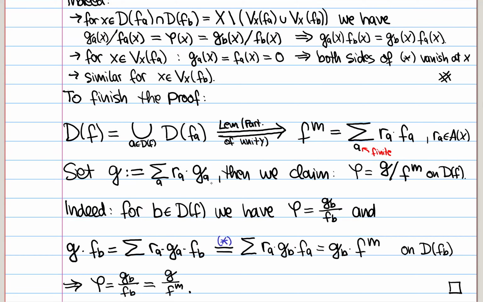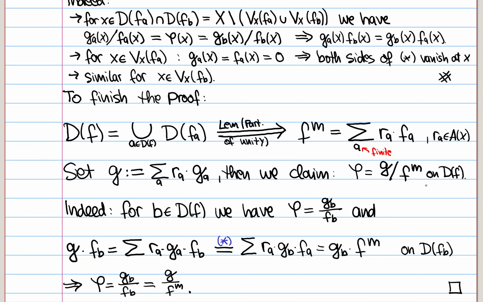So the g_a appeared before. A priori, this just comes out of nowhere. Well, it is a well-defined thing. It's just a well-defined finite combination of these functions. And our claim is this is exactly the right thing to take, namely that phi is given by g divided by f to the m on D(f). Certainly, wherever this came from, it would finish our proof because this is exactly what the proposition says.